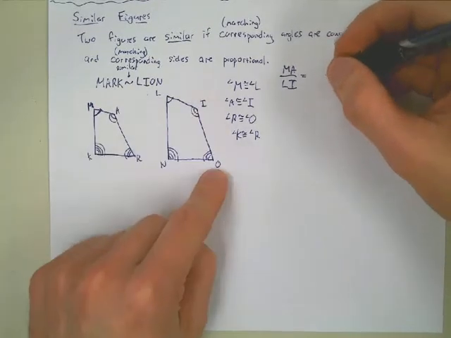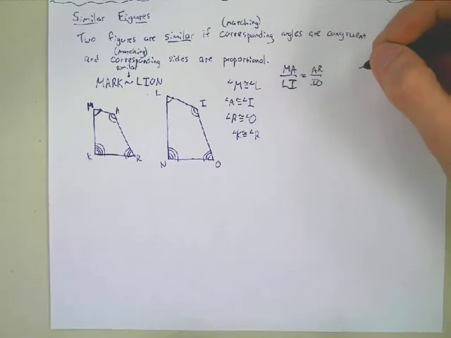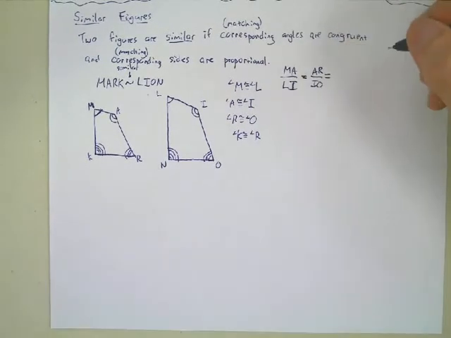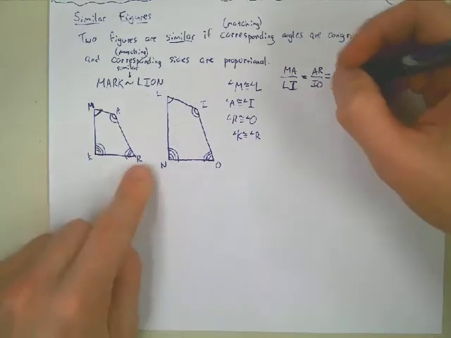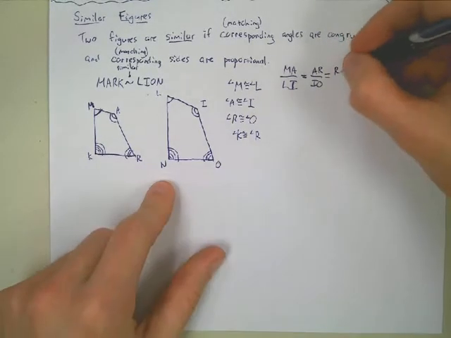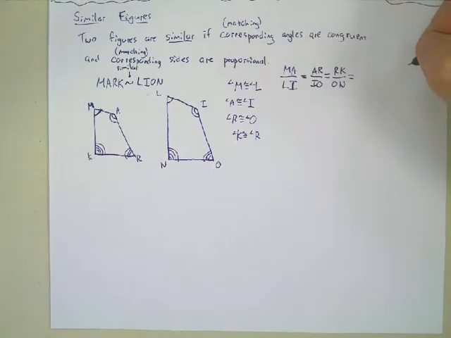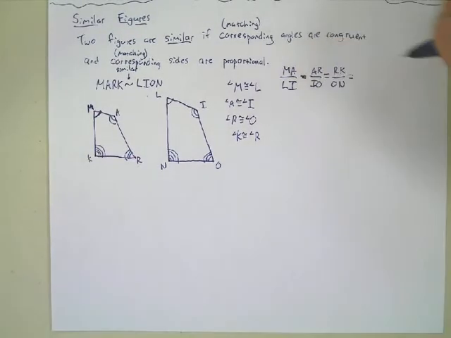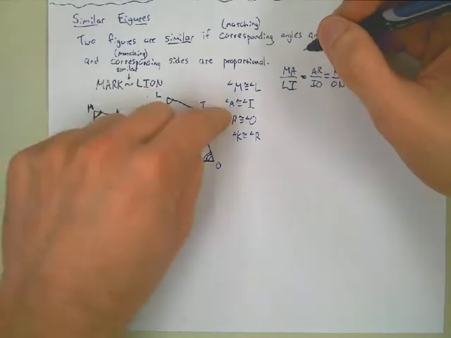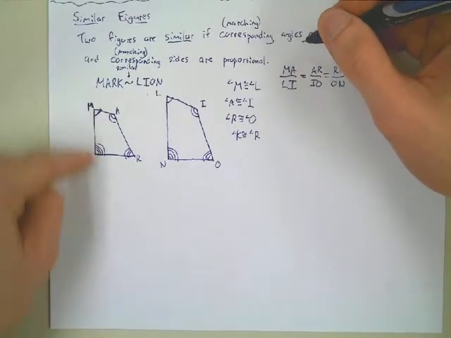So why those? So I'm not done yet. Will be in the same ratio as what other two pairs of sides? RK and ON. And there's one more here. We did AR and IO. We've got that right there. So again, I did MA over LI. I did AR over IO. I did RK over ON. And then MK over LN. Exactly right.